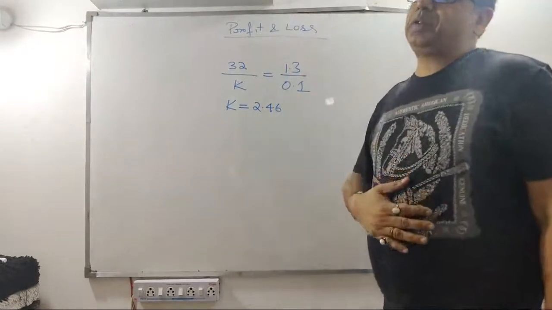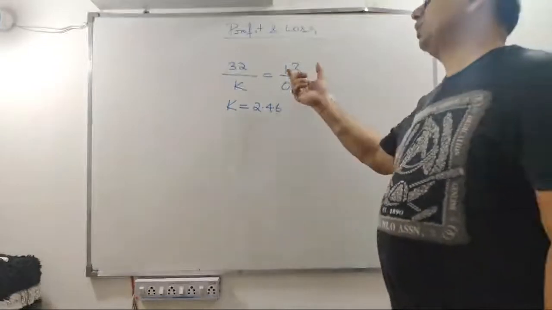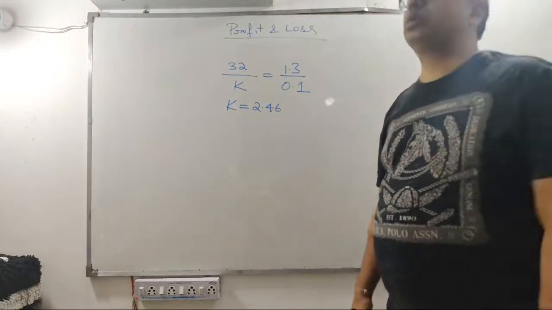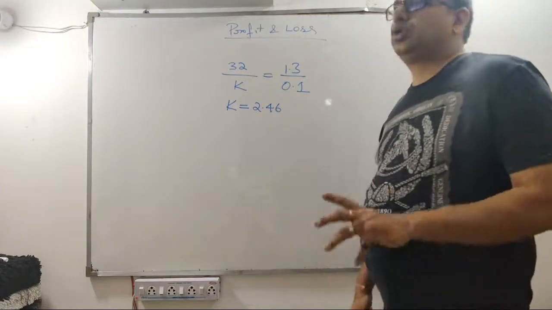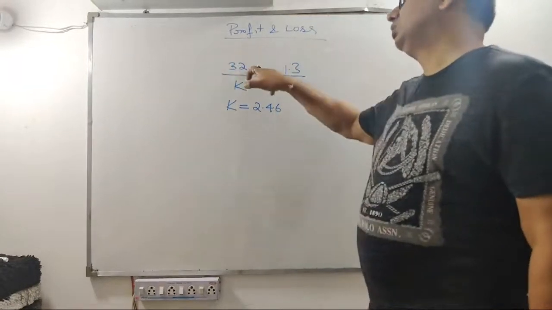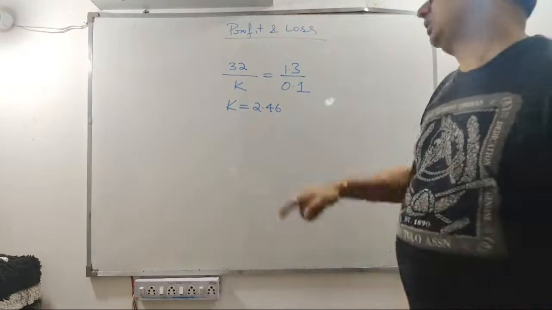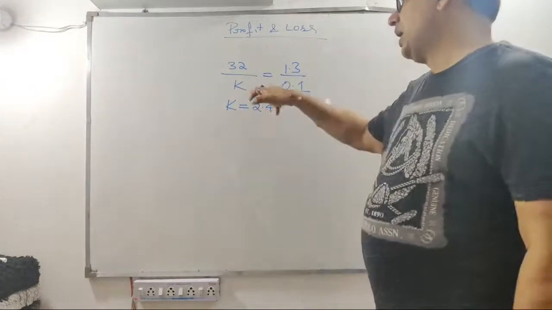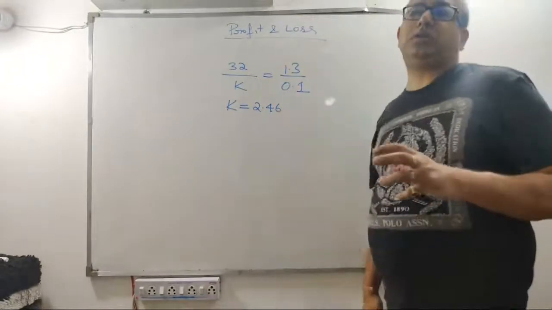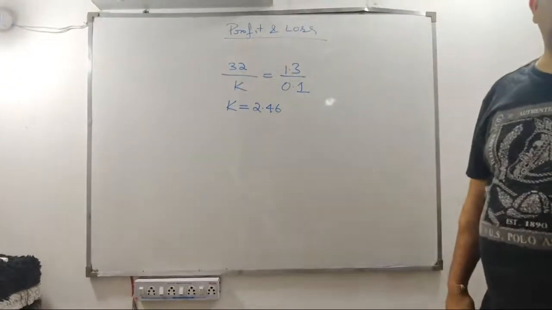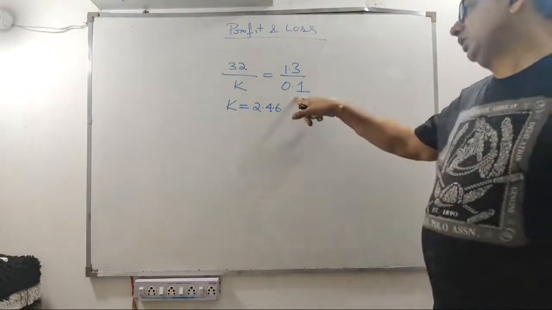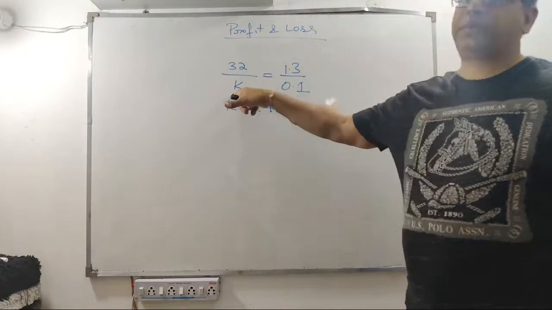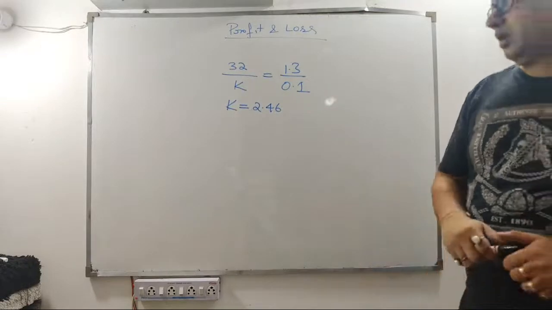32 रुपीज पे बेचने पे उसको 30% प्रॉफिट हो रहा था. 30% प्रॉफिट होता है, वो किसका होता है, कॉस्ट प्राइस का होता है. So selling price 32 is nothing but 130% of cost price, correct? And the 10% increase in the profit percent is nothing but the 10% of cost price. So this is representing 10% of cost price. 10% of cost price is equal to K.